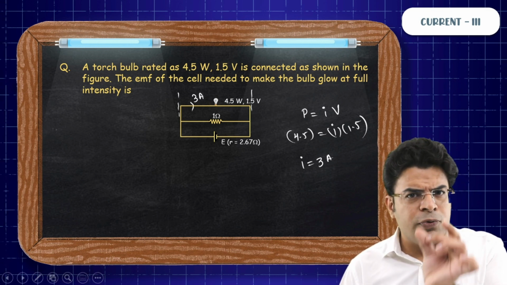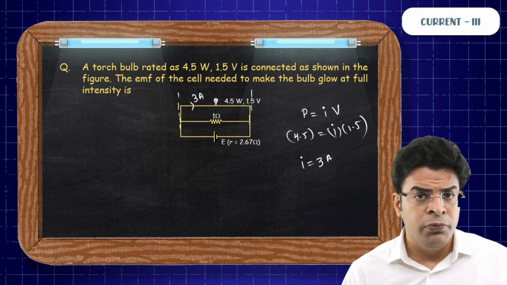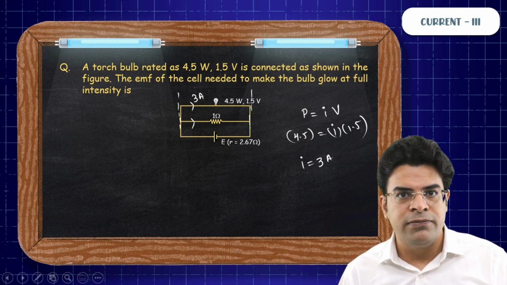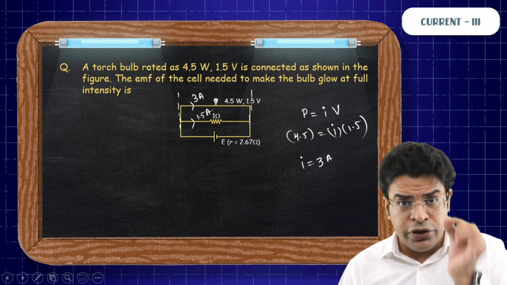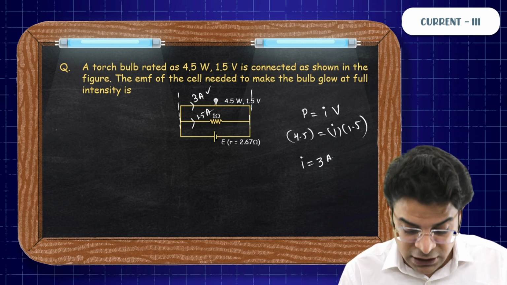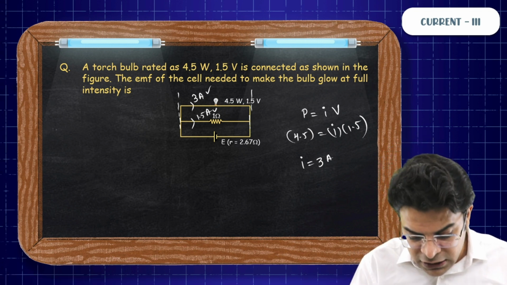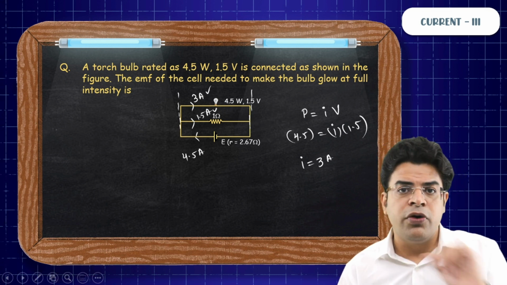If the same potential drop is there across this resistor of 1 ohm, then you will say that the current in the resistor has to be 1.5 divided by 1, that is 1.5 ampere. The current going through the bulb is 3, the current going through the 1 ohm resistor is 1.5. So what must be the current coming out of the battery? So the current coming out of the battery must be 4.5 ampere, 3 plus 1.5.